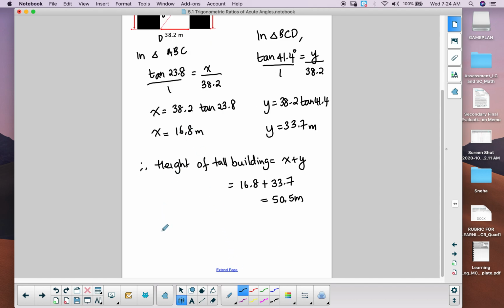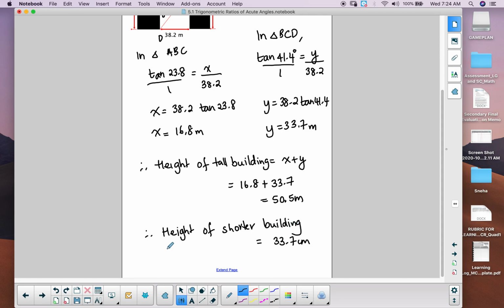And then the height of the shorter building is just Y, 33.7 meters. So that is the answer to the question in the word problem.